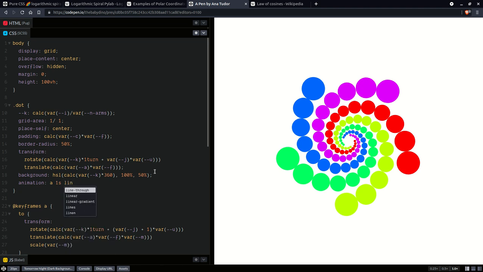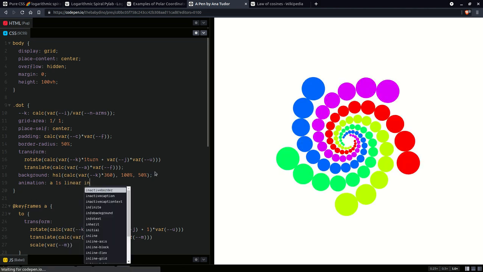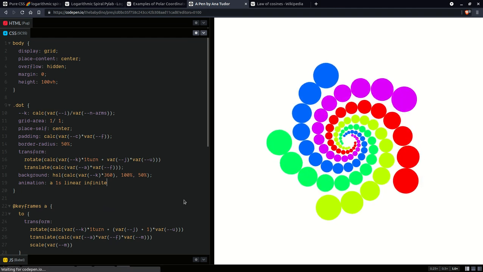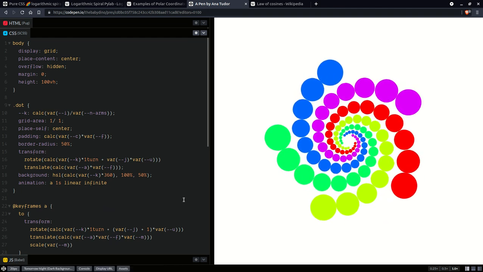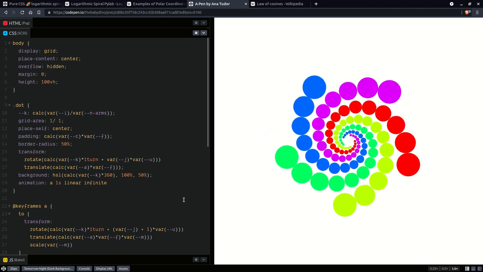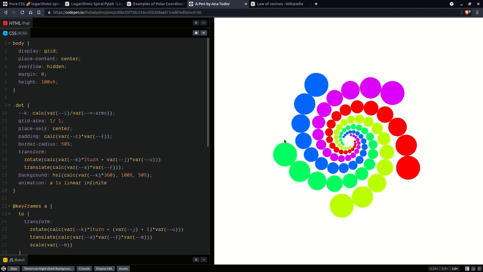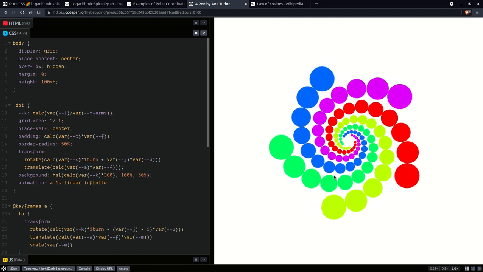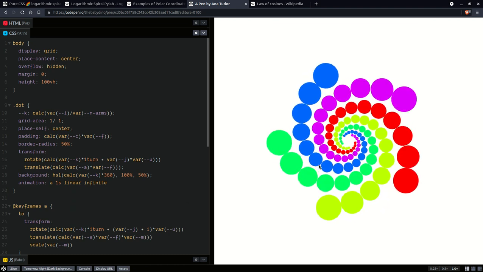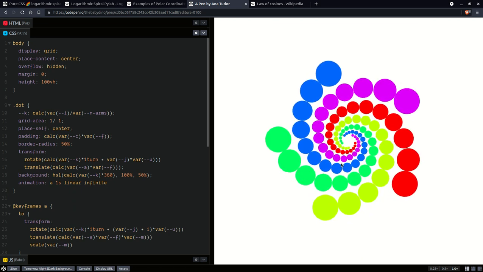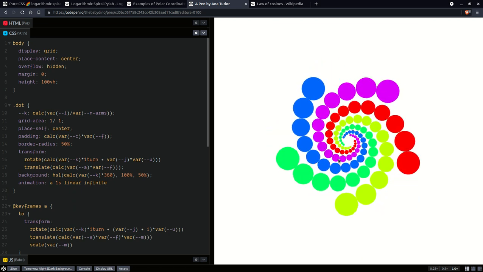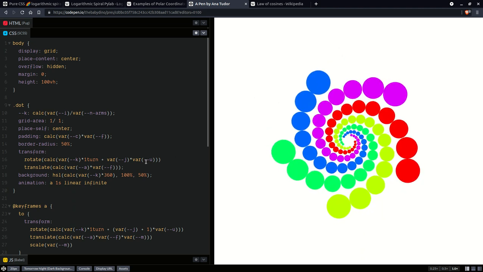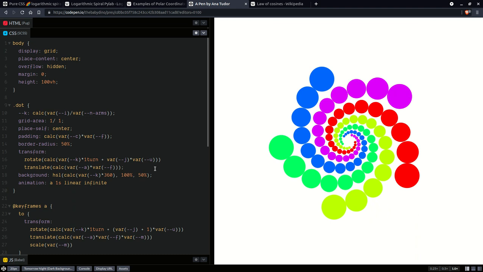1 second. Linear, infinite, it's kind of looking okay, kind of. You can kind of see a bit of a jump for some of those, see how they jump at the end of the animation. And of course you have those disappearing, and we're going to make them disappear with opacity.